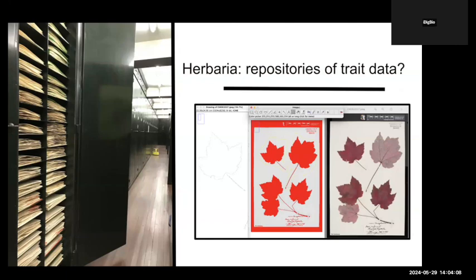And so we oftentimes think of herbaria as centers for taxonomic research, and they very much are. But they also have the potential, or already are, to become repositories for trait data, in particular thinking about functional trait ecology.